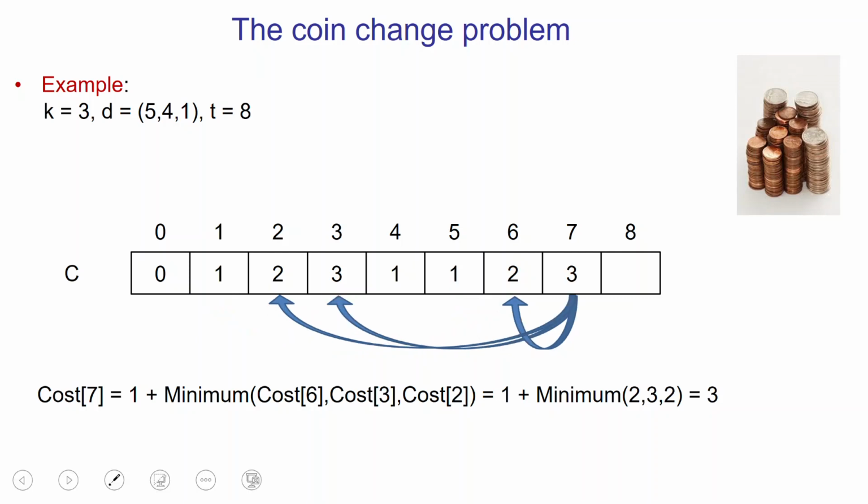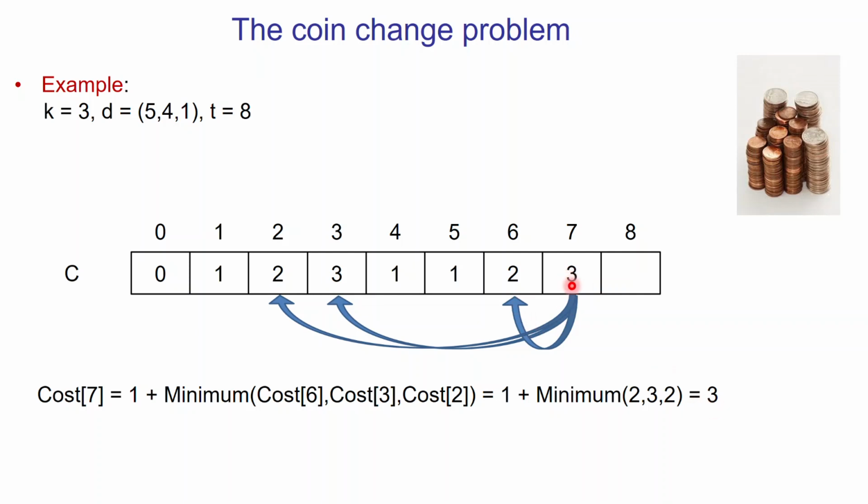If you go to 7, again, you could use the coin with value 5, it will take you here, which has cost of 2. The coin with value 4 will take you here, which has cost of 3. And the coin with value 1 will take you to 6, which has cost 2. Okay, so you compute the minimum, you get 3. You put your 3 here.